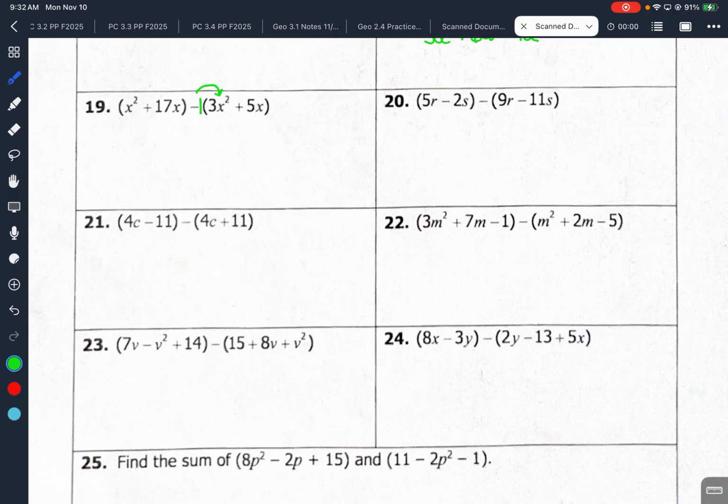So negative 1 times 3x squared is negative 3x squared. So I'm going to write it right under the x squared. Lining that out, saving my brain from doing work, right? We all like to be a little lazy. And then negative 1 times positive 5x is negative 5x. Now, is it already in order? Yeah? Okay. So positive 1x squared minus 3x squared is negative 2x squared. And 17 minus 5 is 12, so plus 12x.